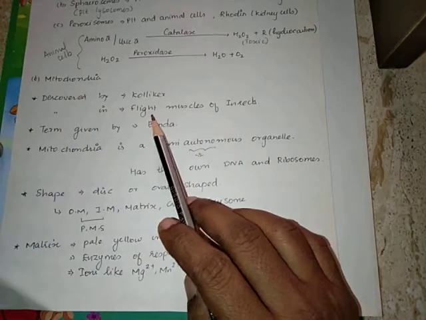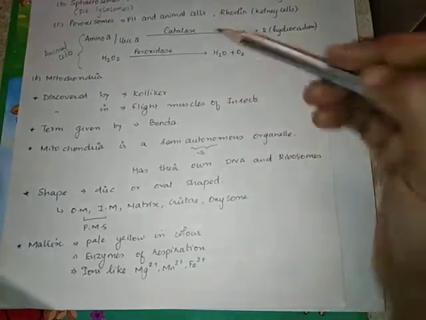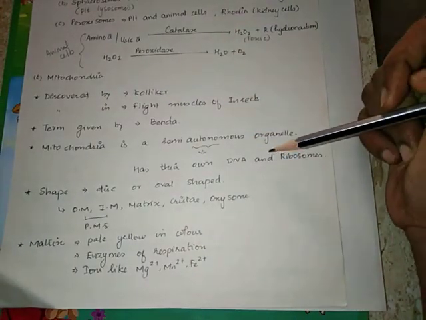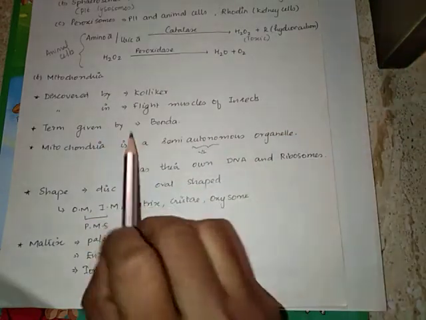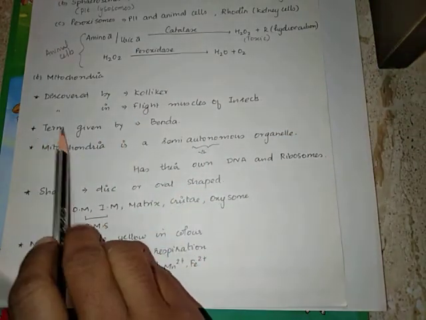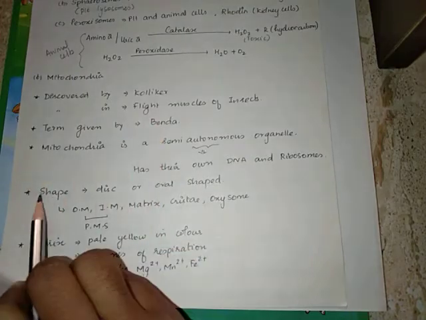The next organelle we are going to see is mitochondria. Mitochondria is called the powerhouse of the cell, and it was discovered by a person called Kolliker, who discovered it in the flight muscles of insects. So insects are able to fly fast because they have a large number of mitochondria in their flight muscles. And the term mitochondria was given by a scientist called Benda.